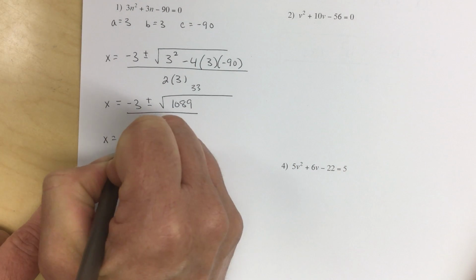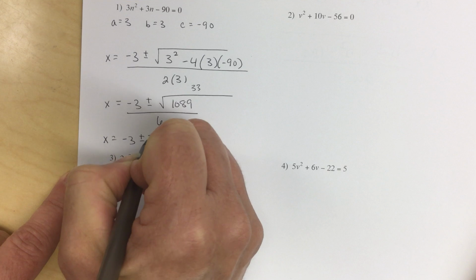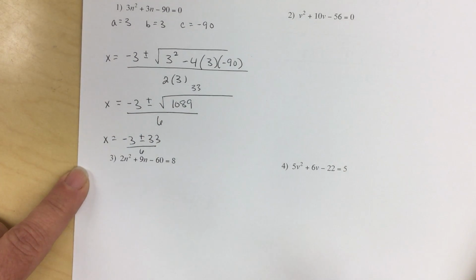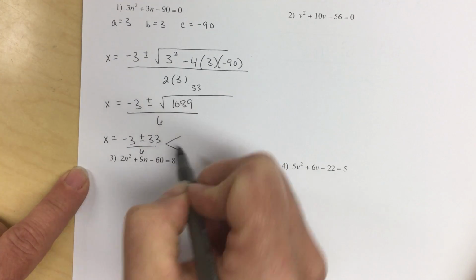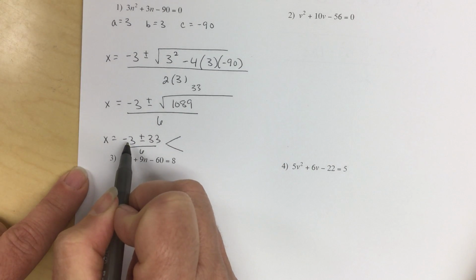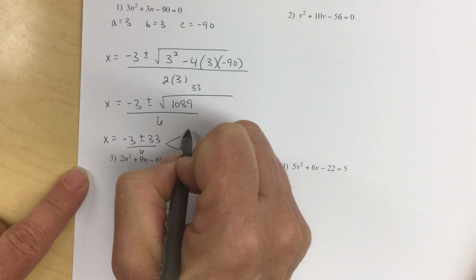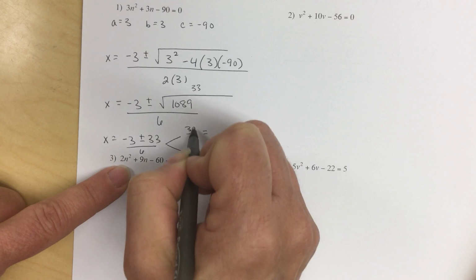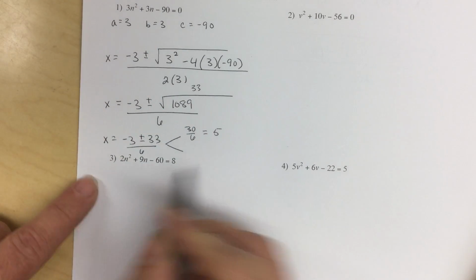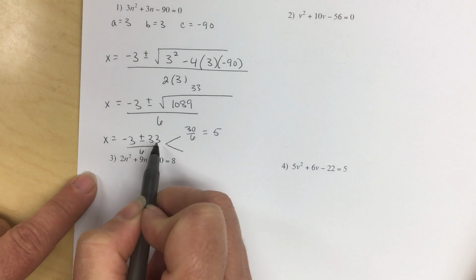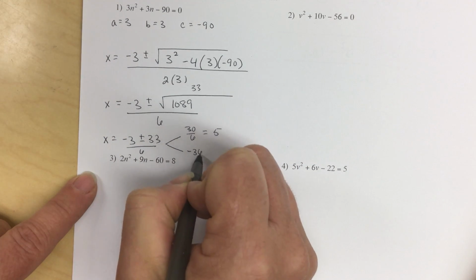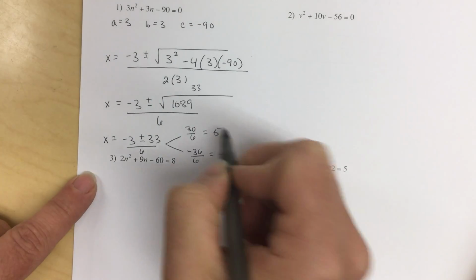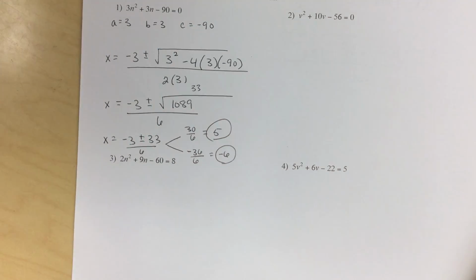So x is negative 3 plus or minus 33 divided by 6. At this point, we get 2 answers, okay? Because we have a plus and a minus. So negative 3 plus 33 is positive 30, and then we still have to divide by 6, and 30 divided by 6 is 5. Negative 3 minus 33 is negative 36, divided by 6 is negative 6. So those are our 2 answers.